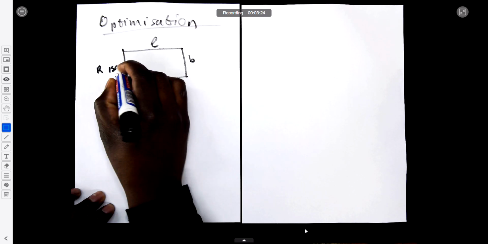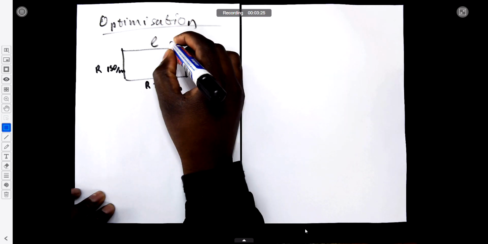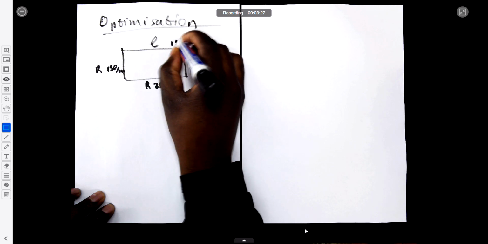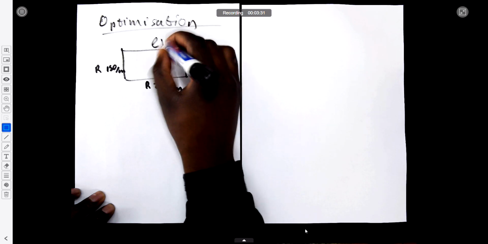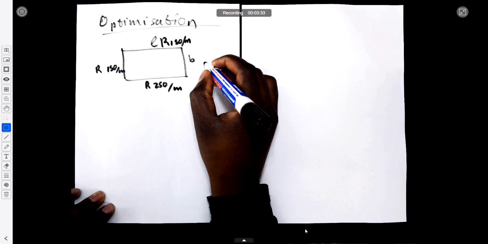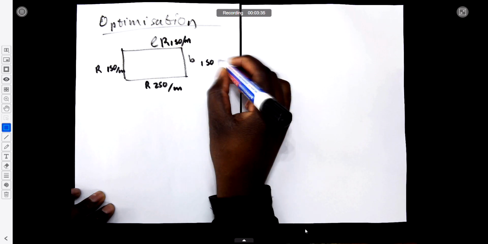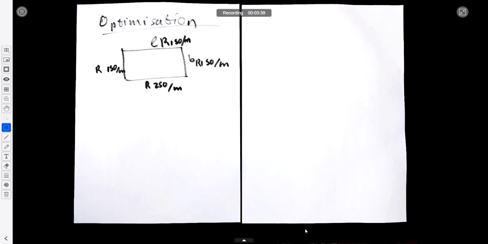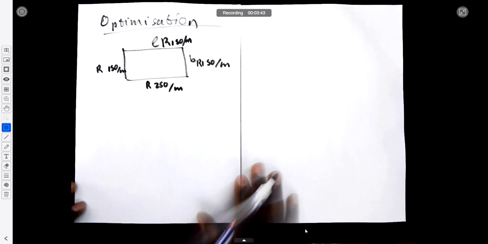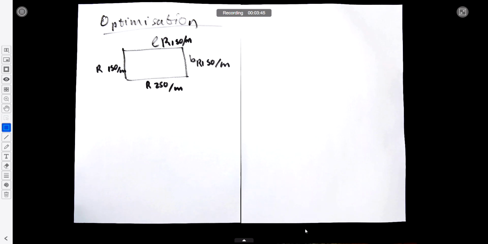Put the unit per meter. 150 per meter. Okay. And this other side must cost 250 rands per meter. So it needs to cost 150 rands per meter.